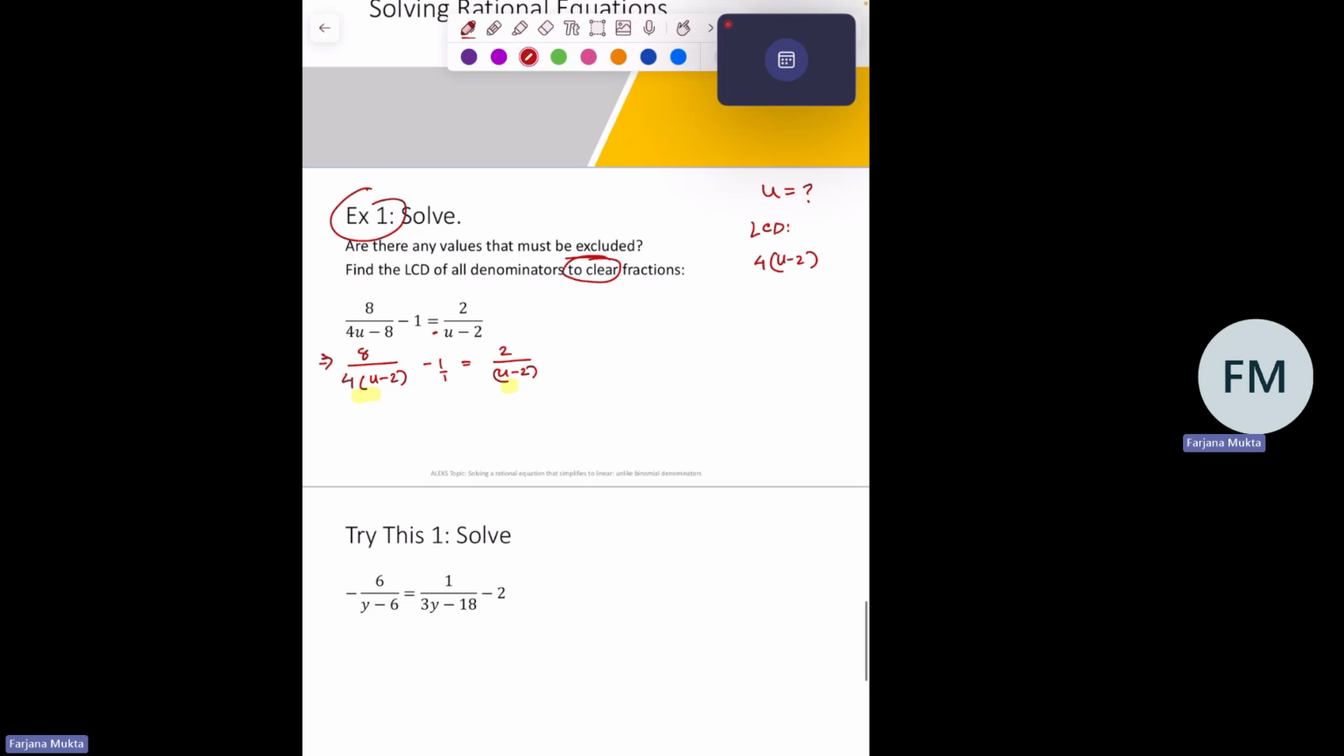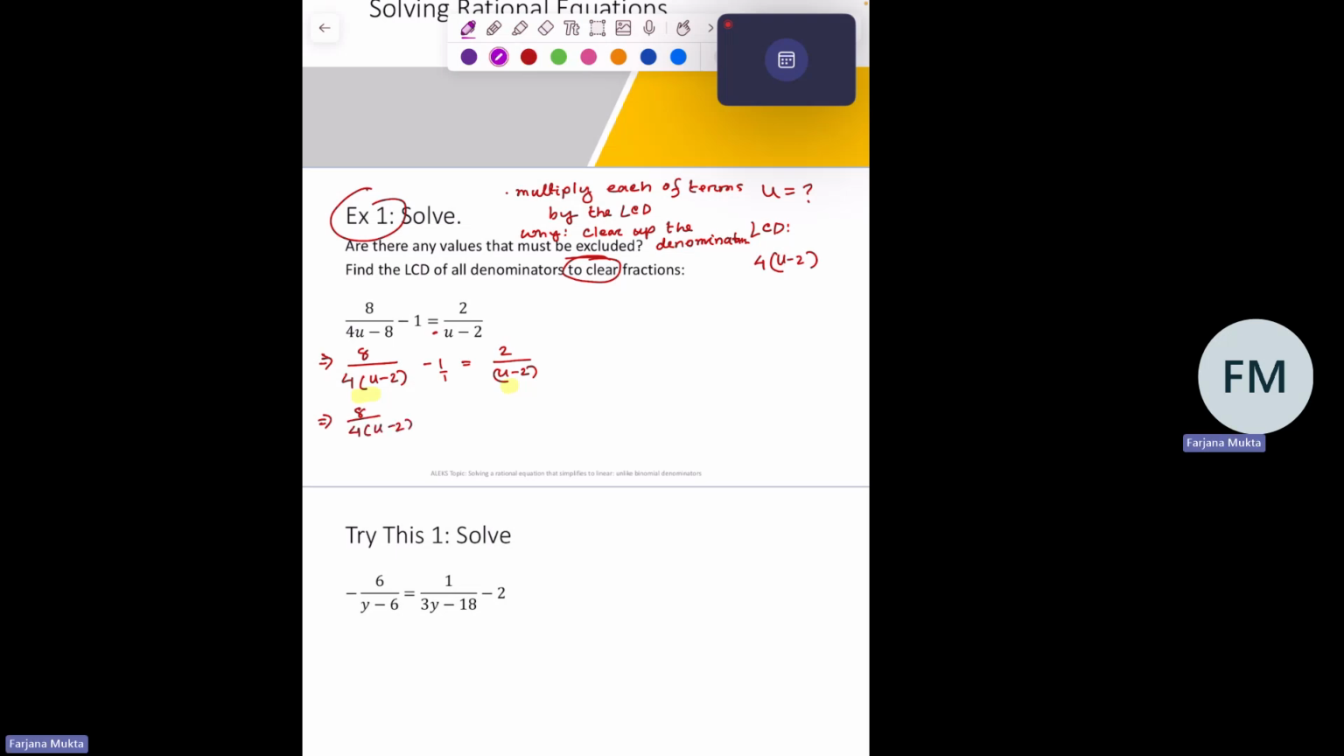Okay, now once you know the LCD, what are we going to do? We are going to multiply each of the terms by the LCD. Why? Because we want to clear up the fractions or the denominators. Okay, so let's go ahead and do that. We are multiplying each of the terms by the LCD.